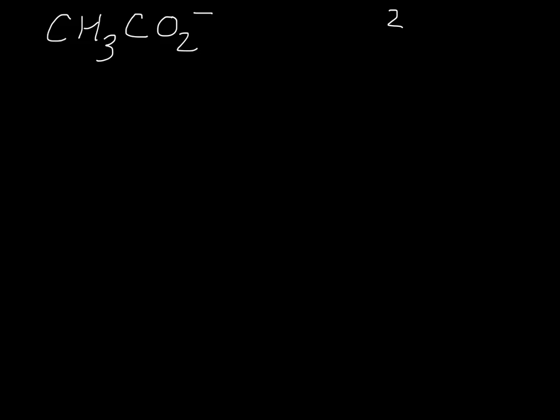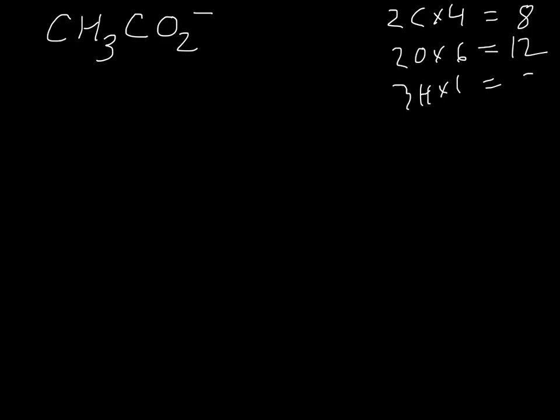We have 2 carbons at 4 valence electrons each. We have 2 oxygens at 6 valence electrons each because oxygen's in group 6A. So that's 12 valence electrons. Then we have 3 hydrogens, each bringing 1 valence electron to the table for a total of 3. So that gives us 15 plus 8 is 23.